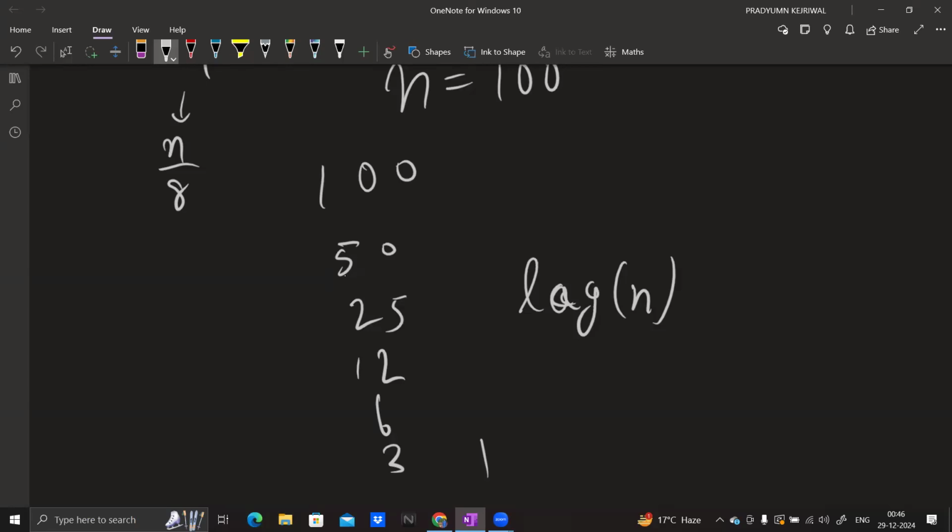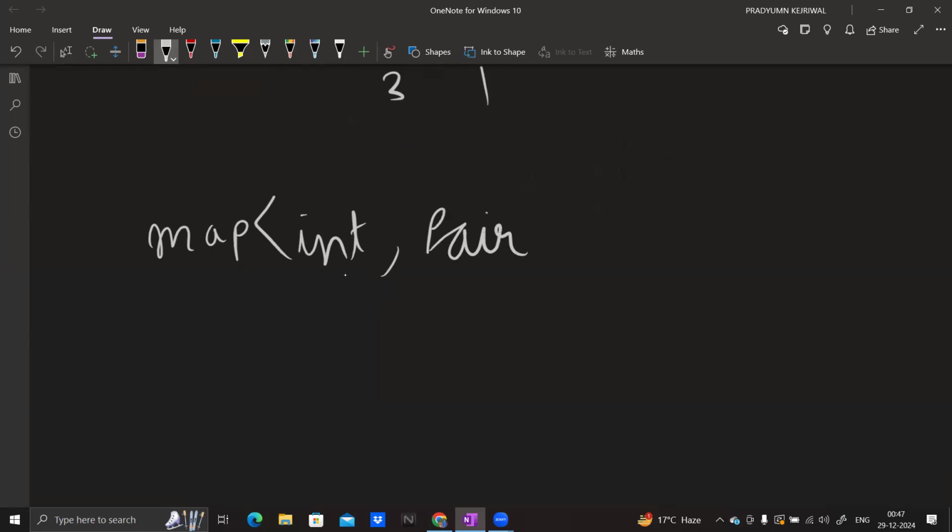Yes, dp of n is the answer for 1 comma n. Yes, that is true. What state? This is my state, right? I'm storing the answer for 1 to n. Actually, I'll just use a map from int to pair, and this map will only store like log n elements.